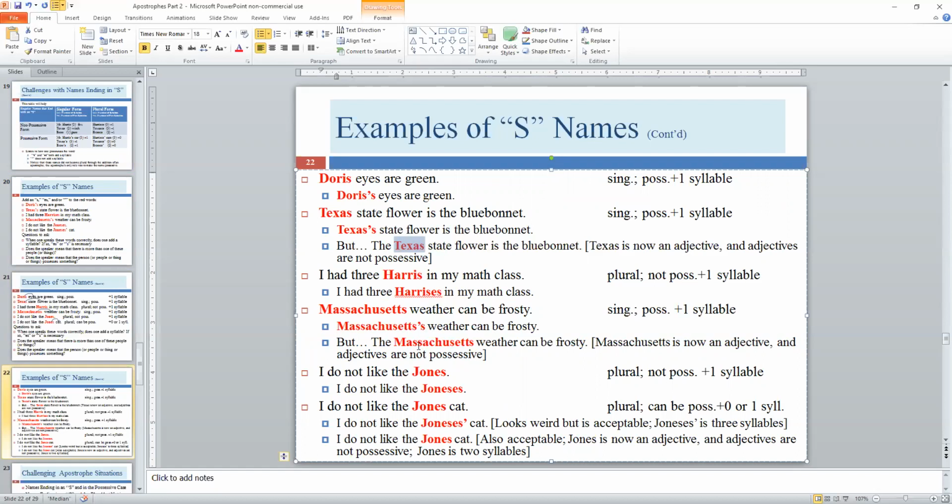So you can sometimes take what would ordinarily be a possessive noun and make it into an adjective. I guess we could even do that with the Jones cat. We could say, I do not like the Jones cat, meaning the cat that's associated with the Jones family. So that's another example of that. So it's not wrong to do that. It's a perfectly legitimate choice, but you want to pause and think, which path am I going to follow? Am I going to do the possessive, or am I going to make it into an adjective?